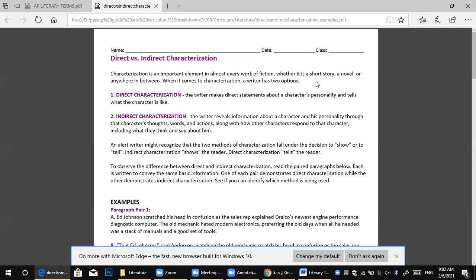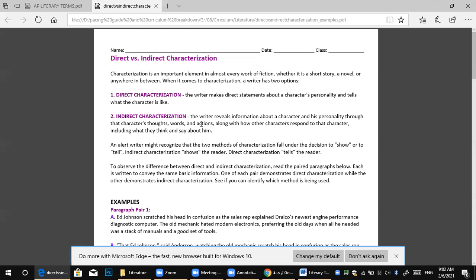That's called characterization. Here we have two kinds. The first one is called direct characterization. The second one is called indirect characterization. Direct characterization is when the writer makes a direct statement about the character's personality and tells what the character is like. When I say Macbeth is a nobleman, it's direct. Why direct? Because I tell you what he is and what he looks like. I tell you directly.